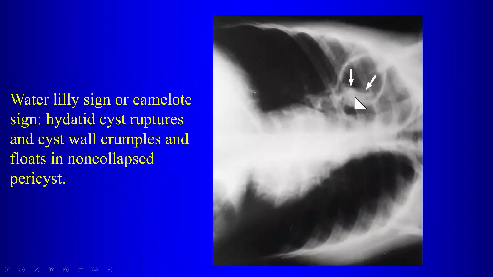And then when the contents float around within the dependent portion, it's called the water lily sign or camalote sign, where it's just floating around in the dependent portion as the cyst collapses.